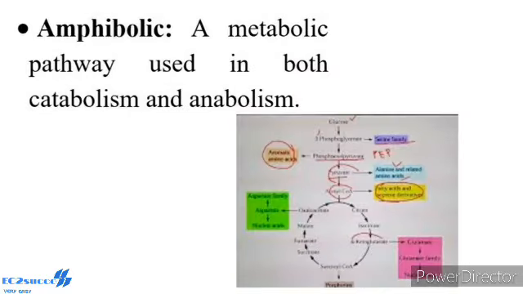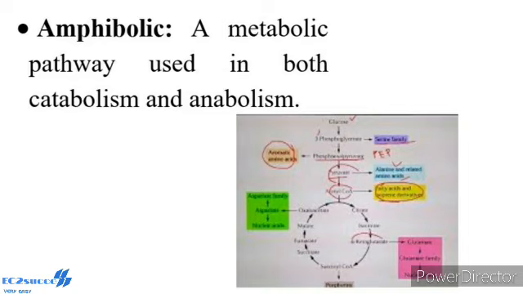Another one, ambibolic: a metabolic pathway used in both catabolism and anabolism. The Krebs cycle is primarily a catabolic pathway, but it provides precursors for various biosynthetic pathways, thereby making it an anabolic pathway too. Hence it is called an ambibolic pathway. It serves as a pathway for oxidation of carbohydrate, fat and protein.